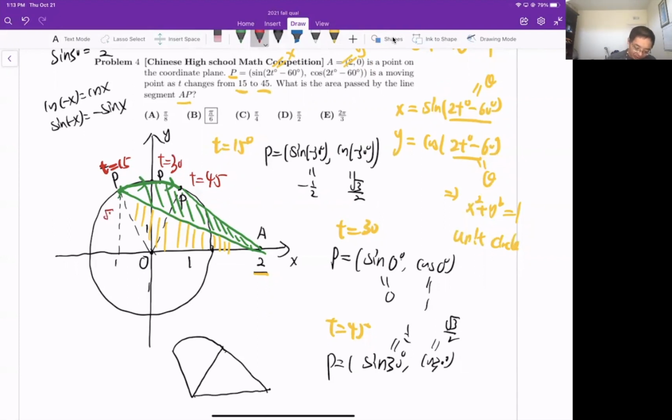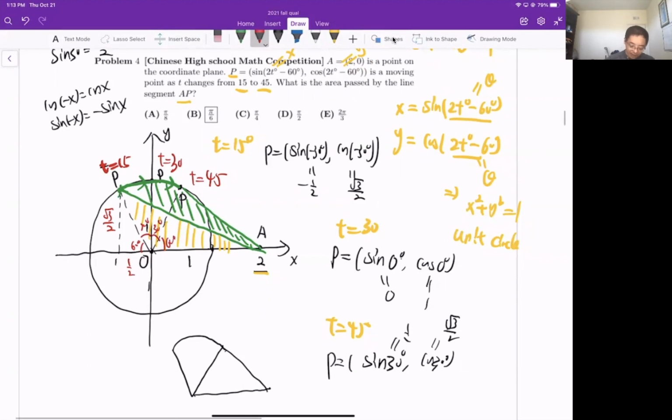Now, for the sector, you need to find the degree. Because this is square root 3/2, this is 1/2, then we quickly get this one is 60, right? So this guy is 60. So this is 30, this is also 30, and this is 60. All right. Okay, so then we get the area of this sector is 1/6 of the whole thing. So it's pi/6. So that's its area of the sector.